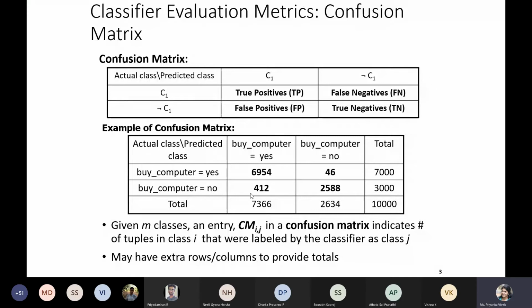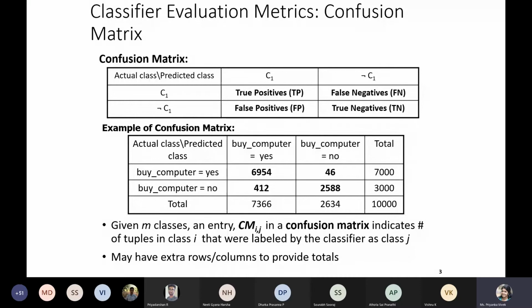Otherwise, you should also know how to understand it. Like, what is 412? How do we know whether it's a false positive or a false negative? The actual class is no, but the model has predicted it as yes. That's our 412. So yes is the prediction made, but it is a wrong prediction, so it's a false positive. And if it is 46, there we have no as the prediction by the model, whereas it was actually yes. So it is a false negative. This is how you understand it.